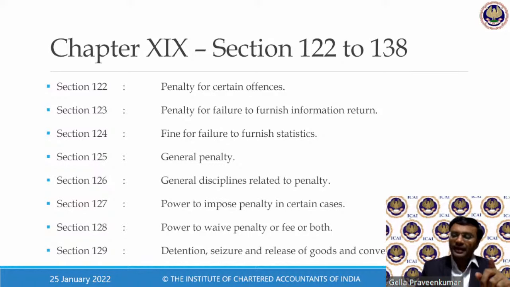Students who are appearing for May 2022 and November 2022, you need not study this particular section 129, which is amended as of today. A complete revamp happened. Section 129, what I'm going to discuss in today's session, is applicable only for the May 2022 examination. Reason: in January 2022, this section 129 was completely revamped.